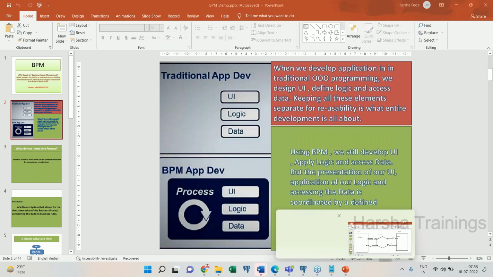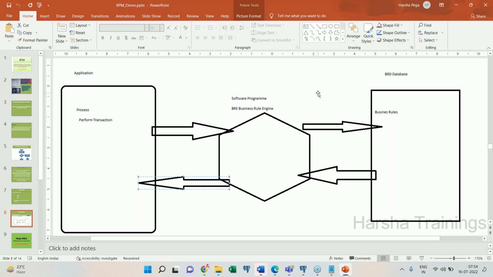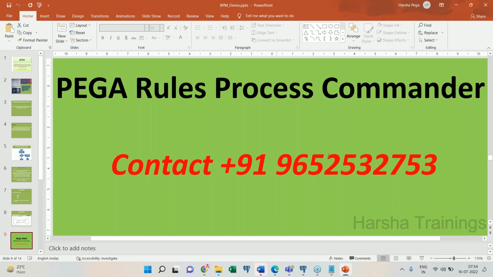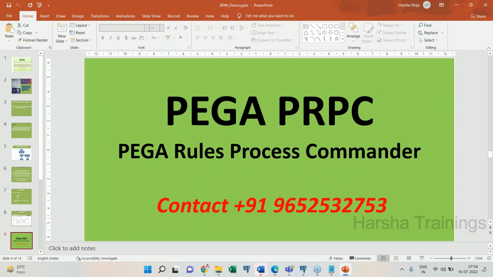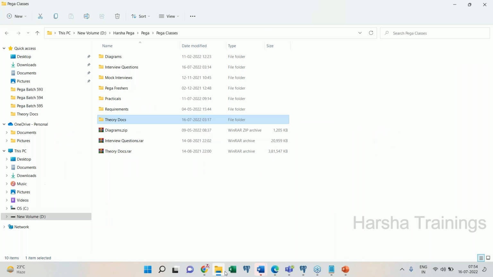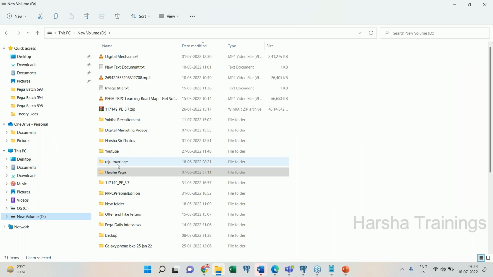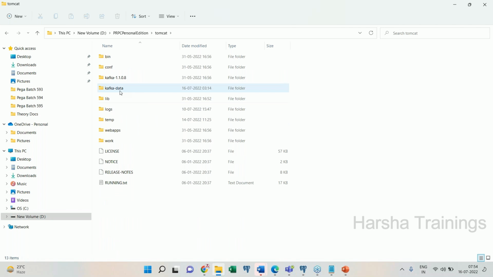So Pega Rules Process Commander is an application development environment which has been built based on BPM methodology. If Pega is built based on BPM methodology, Pega also should have all of this, right? Just give me a minute, I will show you practically. I want to show you the environment. I had shut down the server. Just hold on, please.